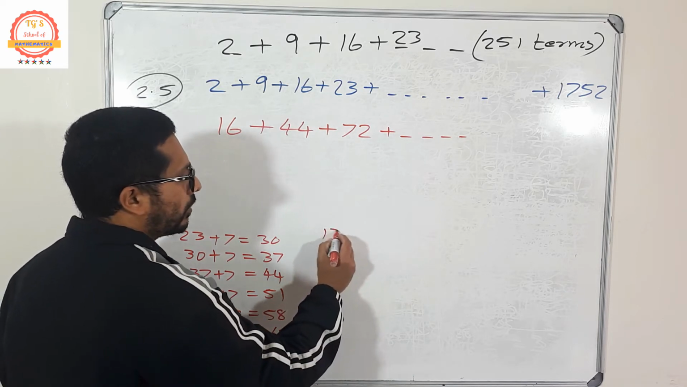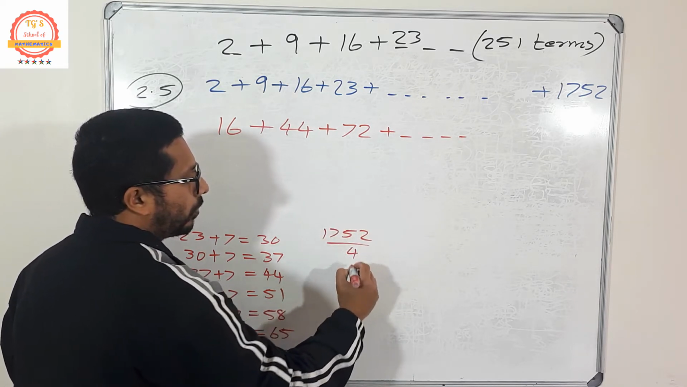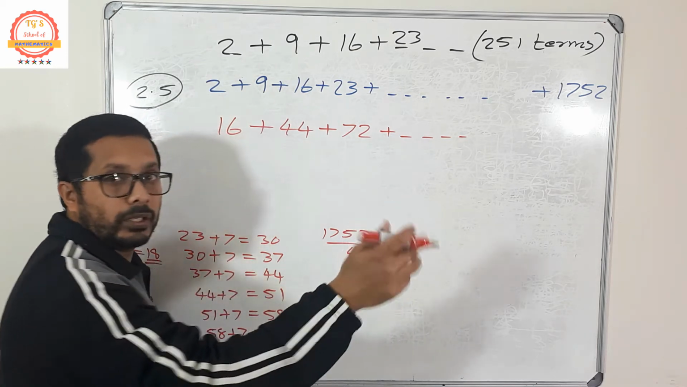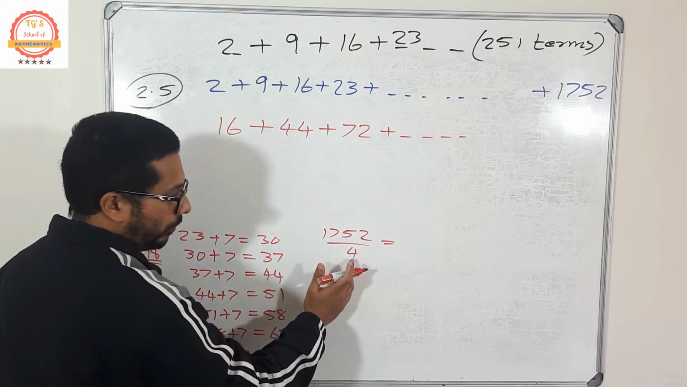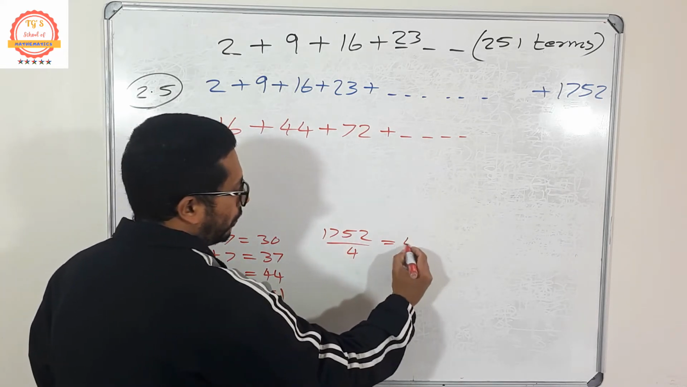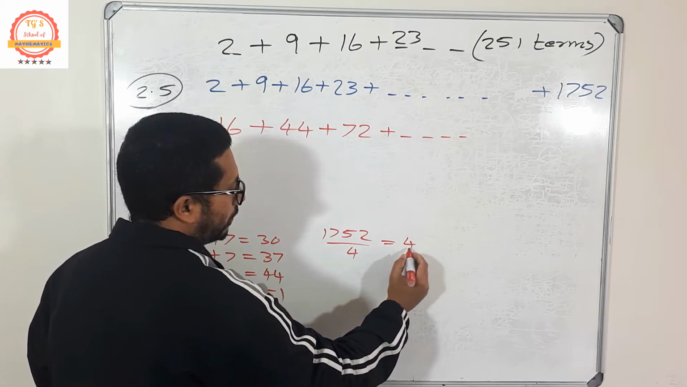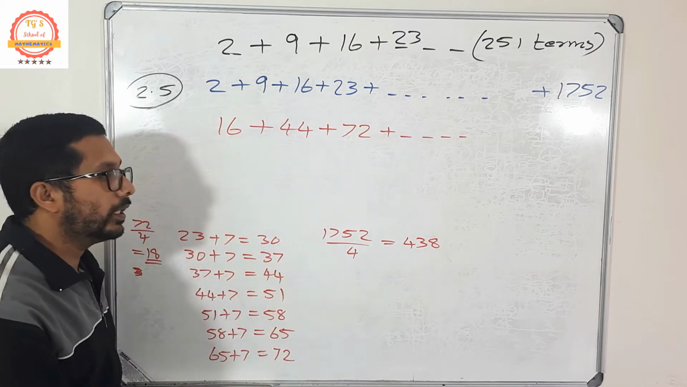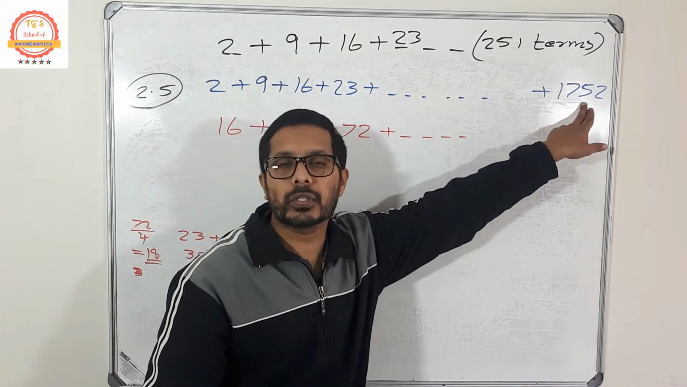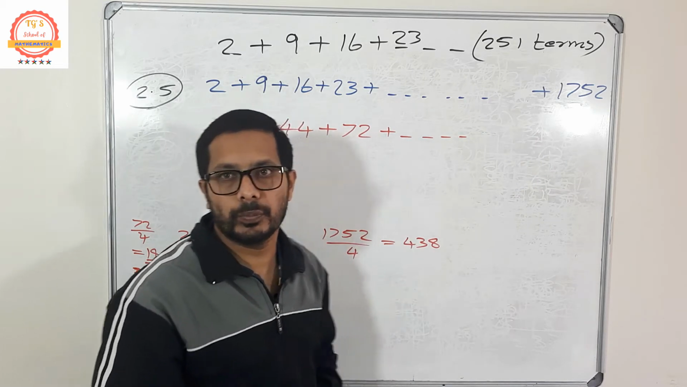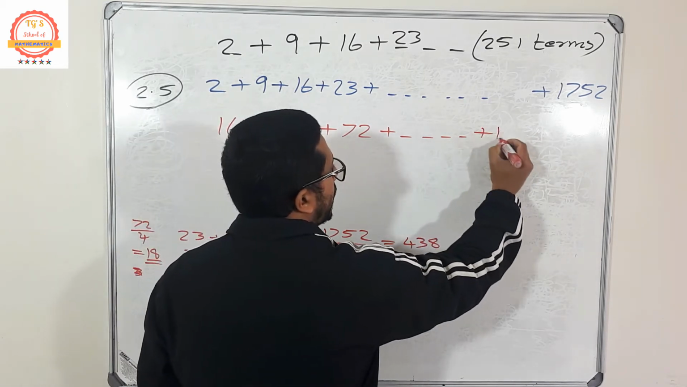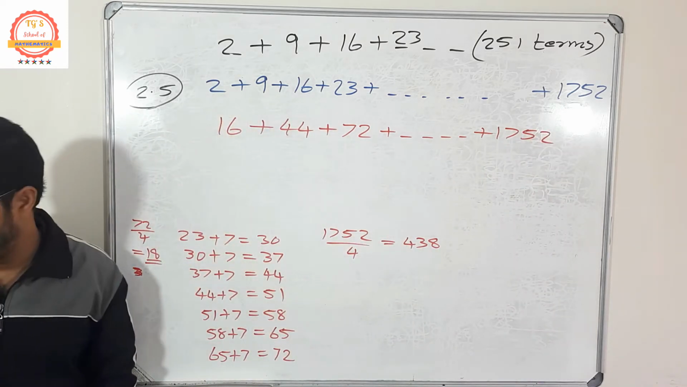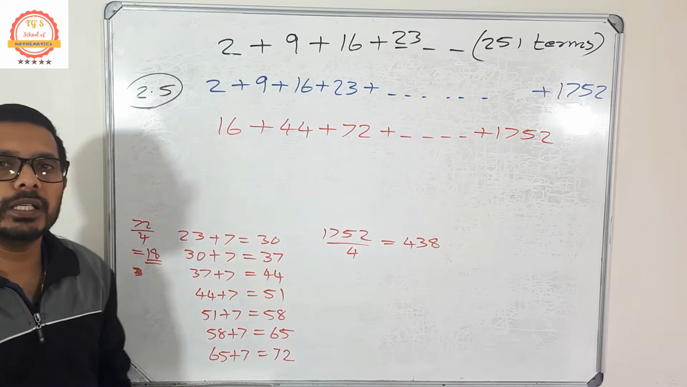1752. Is 1752 divisible by 4? Check in your calculator what answer you are getting. If you are not getting a decimal number, then it means that it is divisible by 4. So 17 divided by 4 is 4, remainder 1, then 15 divided by 4 is 3, remainder 3, then 32 divided by 4 is 8. 438. It means that this last number 1752 is also divisible by 4. So the last number is 1752.